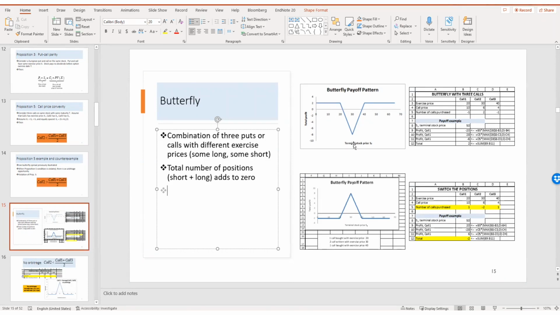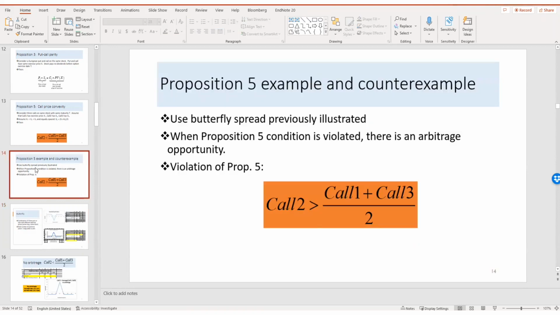And the profit, the payoff pattern, looks like a butterfly, so that's why the strategy is called butterfly. Now then, how do we use butterfly spreads to basically prove proposition 5? The proof of proposition 6 will be very similar and will be illustrated in our exercise.